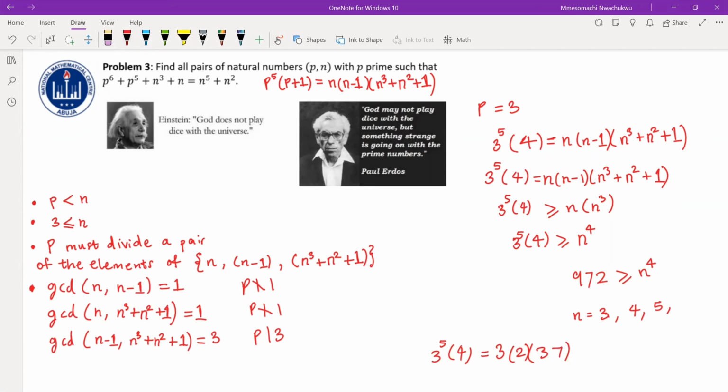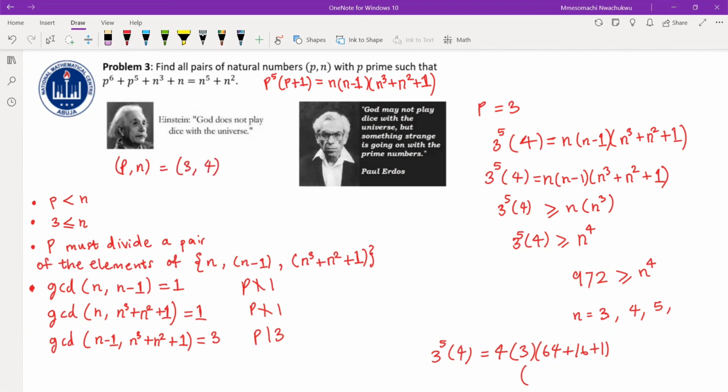Okay, so we test for when n is 4. This will be 4 times 3 times 4 cubed, that is 64, plus 4 squared, that is 16, plus 1. So this is going to be 81. We see that 3 times 81 is 3 to the fifth power, and we see that 4 is already here. So this works. One of our solutions, P comma n, is 3, 4.